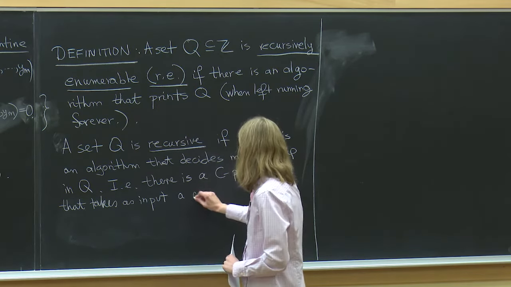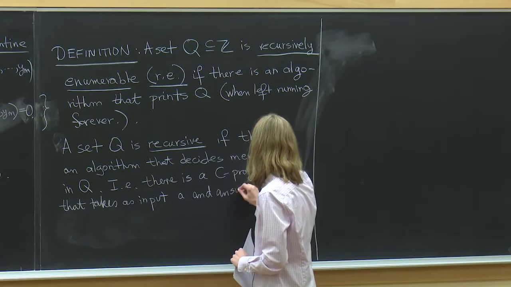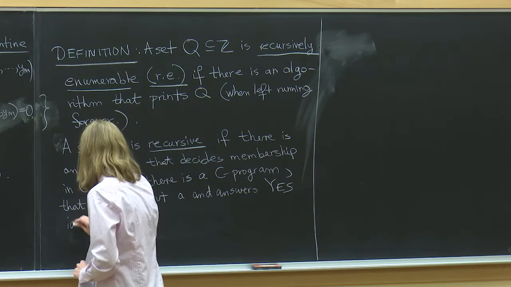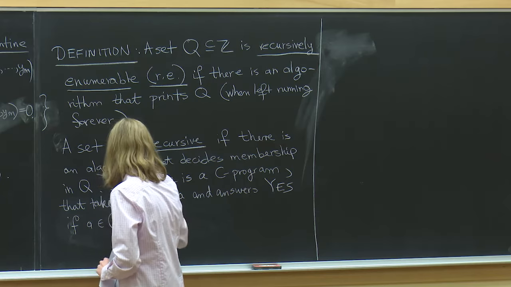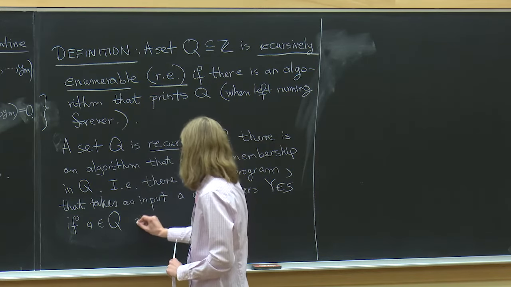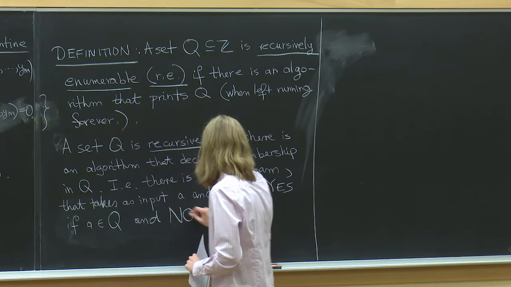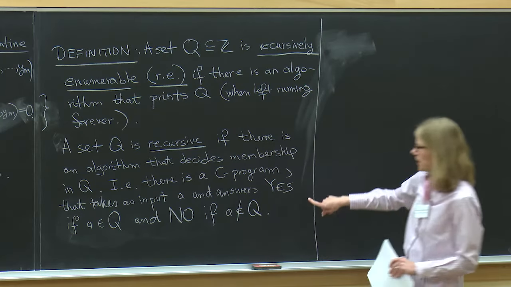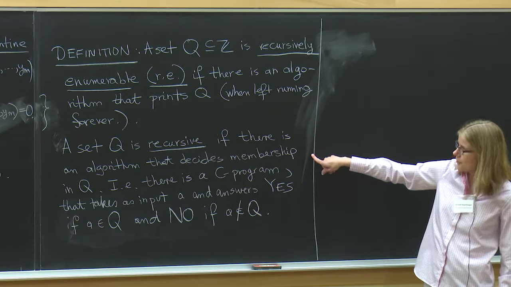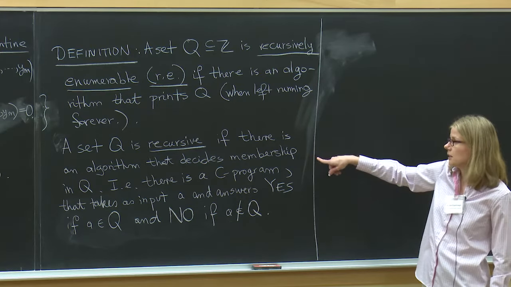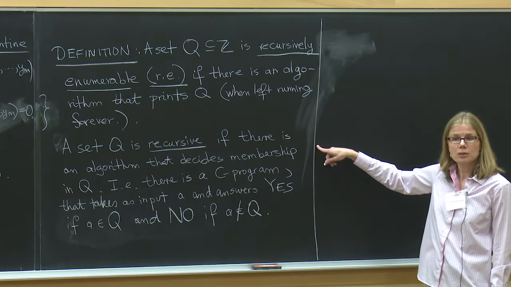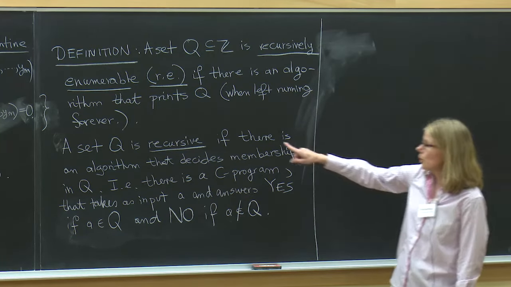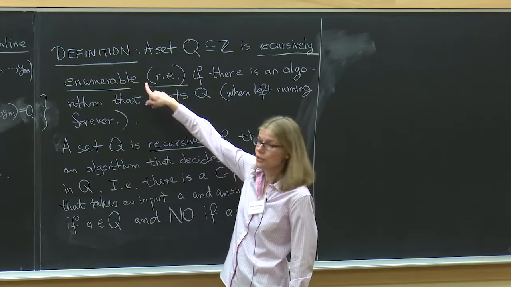Some integer a, and now it answers yes if a is in the set, but it also answers no if a is not in the set. So that means for recursive sets, you can list the elements that are in it, but you can also list the elements that are not in it. So every recursive set is recursively enumerable.